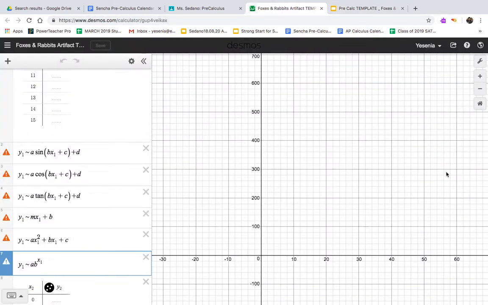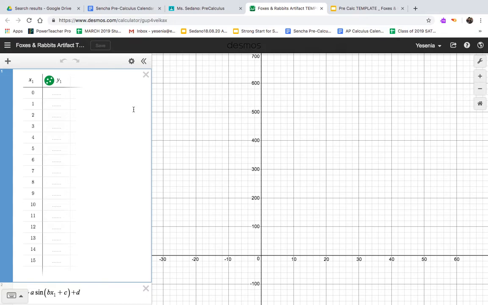Now this template should be linked up on Google Classroom. I should have put it in and it should have the title benchmark number 2 on it. So this template will be given to you. What you're going to do is fill in on this first table right here your Fox data, so the data that I gave you in the actual paper in the artifact prompt.